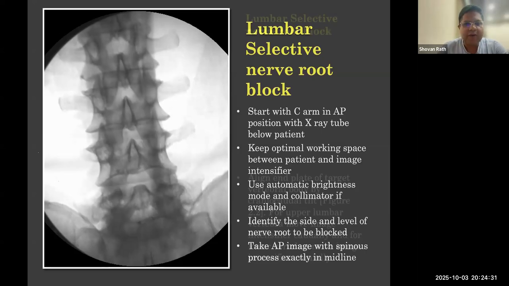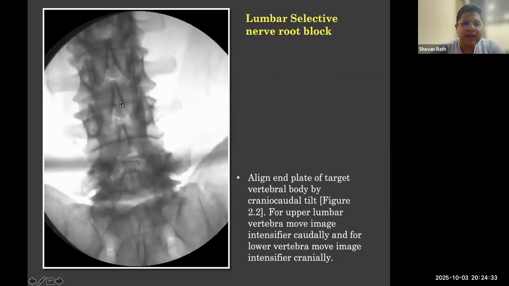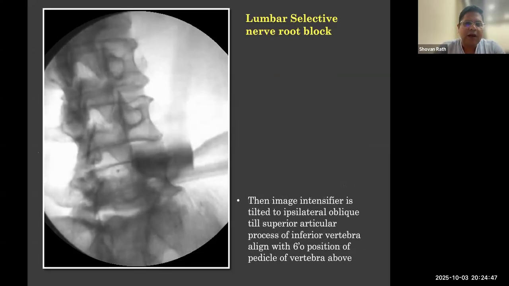Just we have to square the vertebra. Just see, we have squared the L4 vertebra. So that means we are injecting at the L4 transforamen. So after this, again, you will be turning the fluoroscope ipsilaterally so that now imagine this Scotty dog.